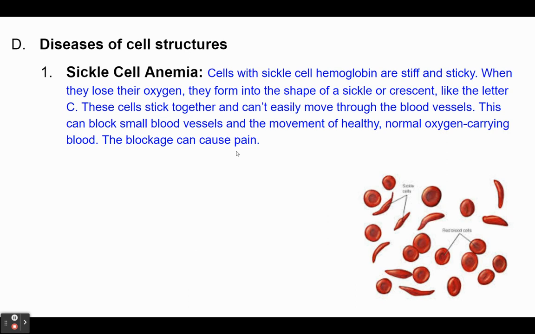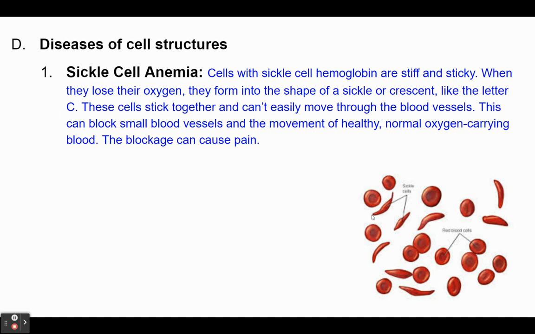Sickle cell anemia happens as a result of a genetic disease. So you have the genes that are a little bit faulty, a little bit mutated, that give you cells with sickle cell hemoglobin. Sickle cell hemoglobin cells are stiff, they are sticky. When they lose their oxygen, they form into the shape of a sickle or a crescent, like the letter C. So you can kind of see these sickle-shaped red blood cells here.